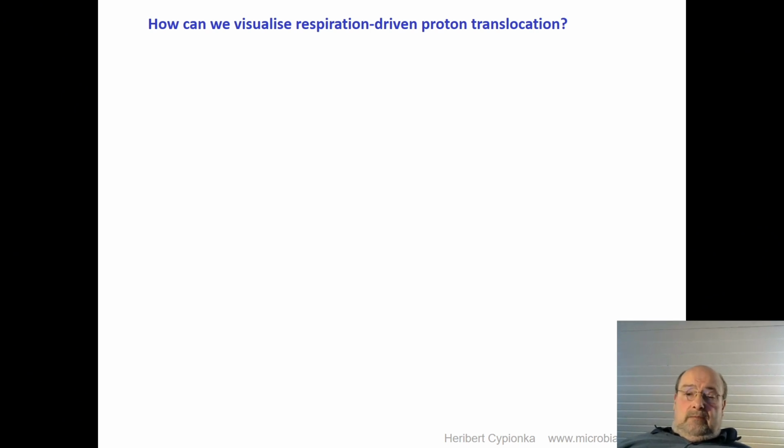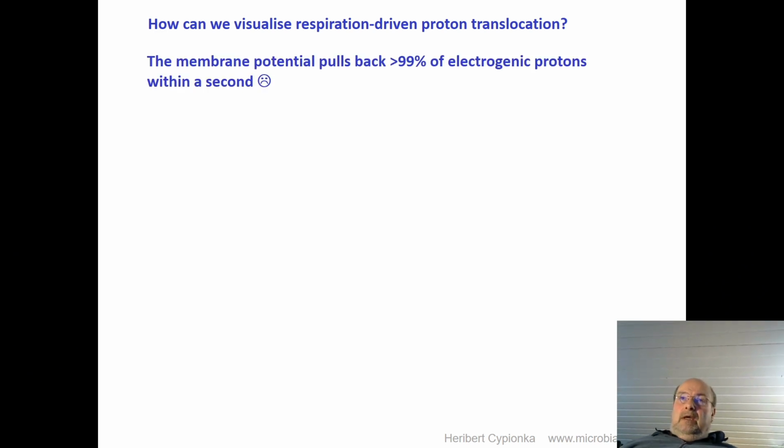What was the reason? Because the membrane potential pulled back the electrogenic protons very, very quickly. And we have learned we need to assume that more than 99% of the electrogenic protons are taken up within a second. And that makes it so difficult to see the most common event in a cell, that a proton is translocated electrogenically over a membrane.